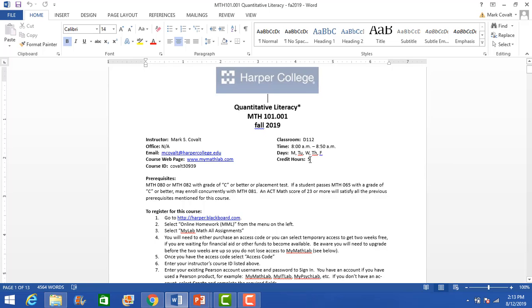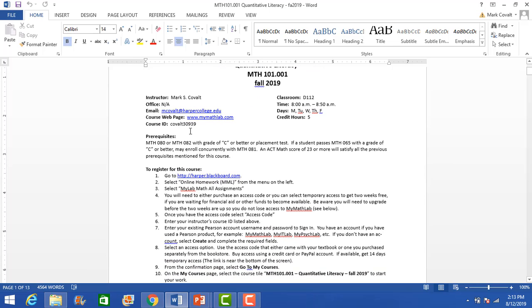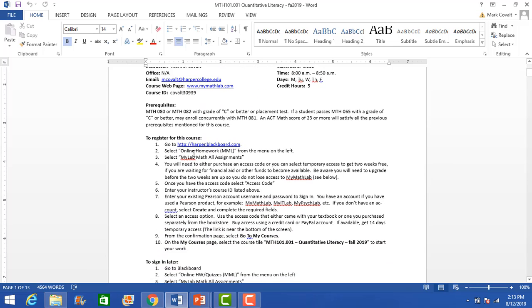Then here's the other classroom information: where we're going to meet, the times, the days we're going to meet, and the number of credit hours this class is worth. This may change depending on the type of class that you have. I'm not going to go through the prerequisites. Here is some important information.